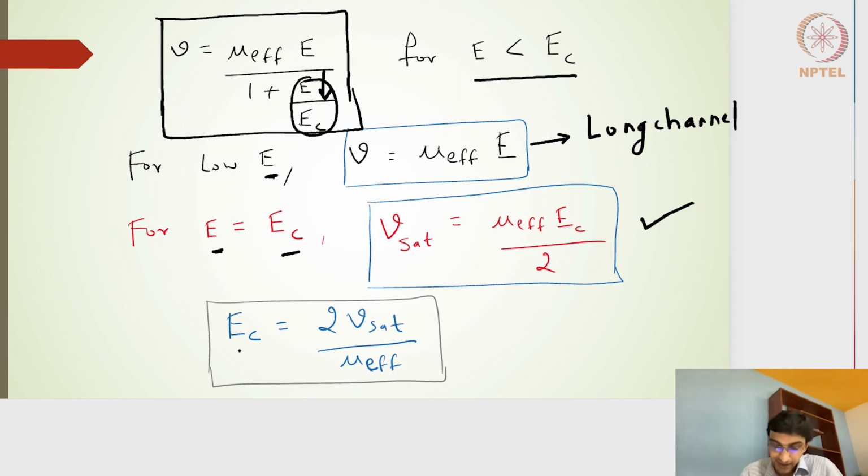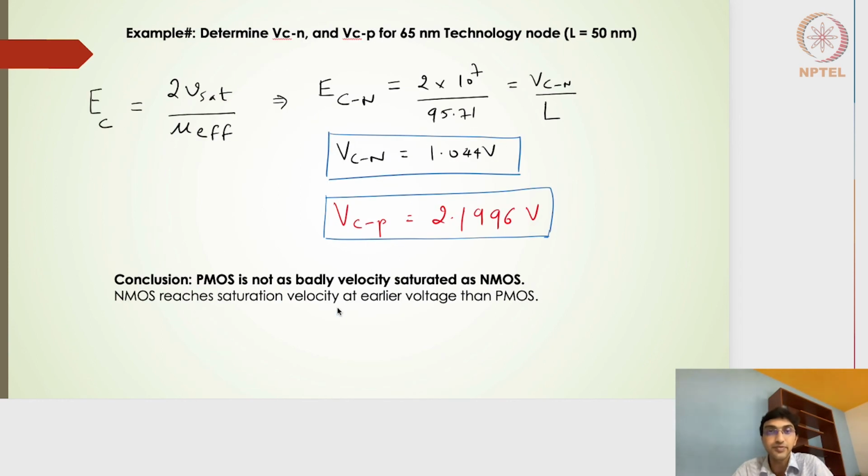So the critical electric field turns out to be a function of the effective mobility and the velocity saturation, right? Twice the velocity saturation divided by the effective mobility is the critical electric field we get.